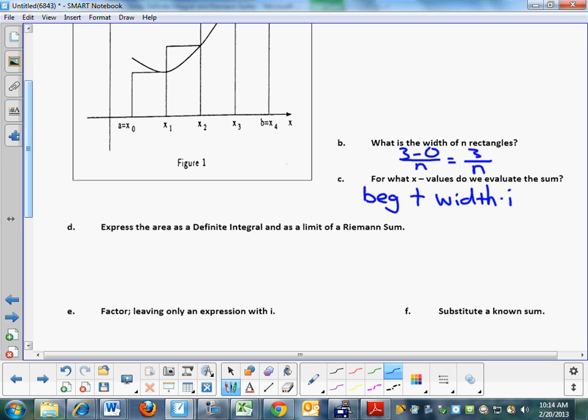The second width, i equals 2. So on and so forth. What's the beginning spot of our interval? 0. So I have 0 plus, the width is 3 over n times i. Now it's going to change because the fourth problem you have is from 2 to 5. That's where we're finding the area. So it's totally different. It's a lot harder. All right, so the width is 3 over n, and the spot where we evaluate them is 3i over n.